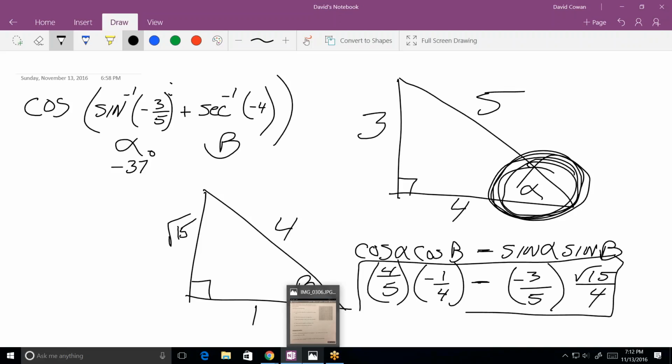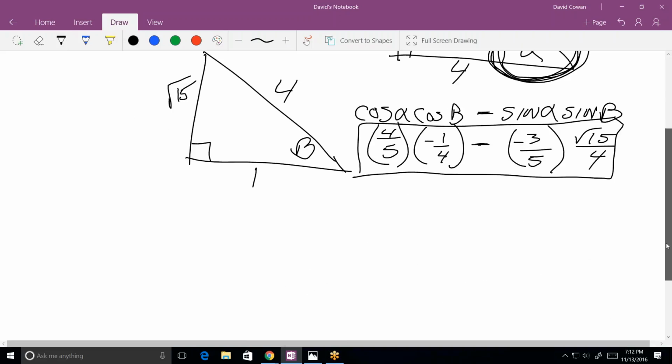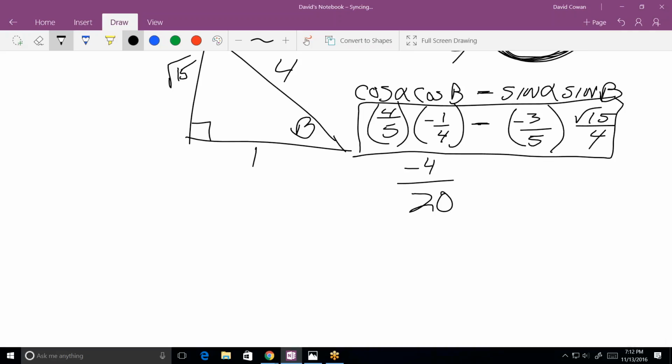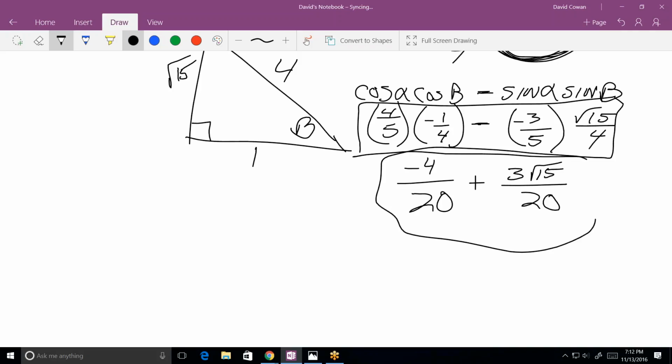There's our answer, which can be simplified. Let's see what we get when we simplify it. We get minus 4/20. These two minuses are going to turn into a plus 3 root 15 over 20. So you should find some answer in your multiple choice that looks a lot like that. Do you? Yep, I see it. I don't know how I screwed that up.